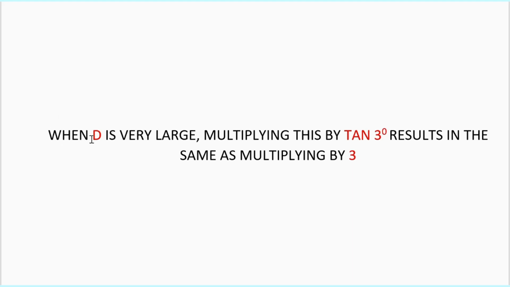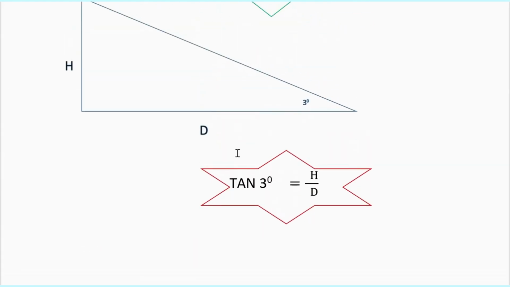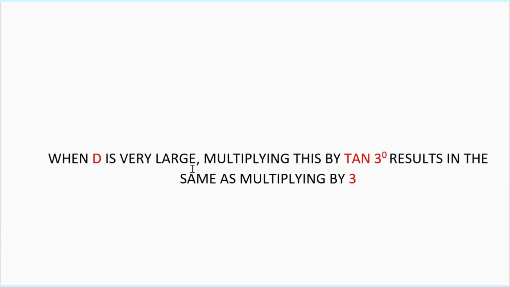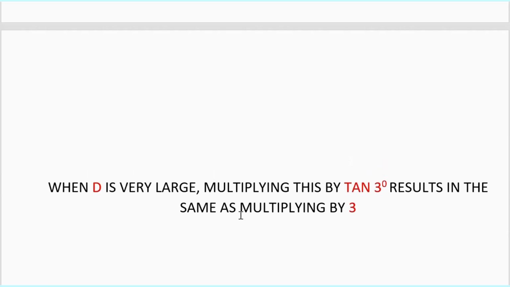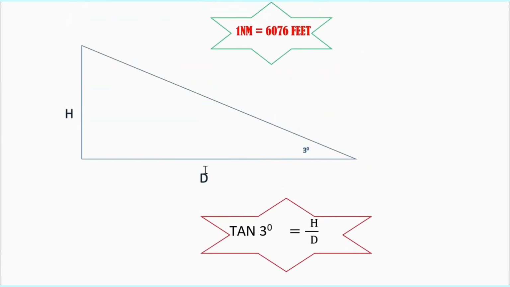When d is very large, meaning that when this distance here is very large, when you multiply that very large number by the tangent of 3, it's the same as multiplying by 3 alone. Okay, so d and h should be in the same units.